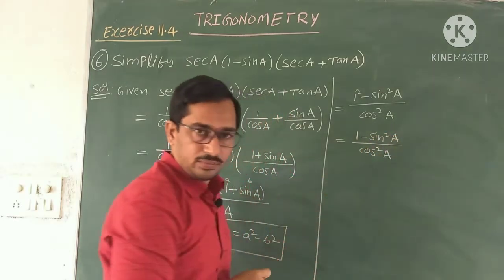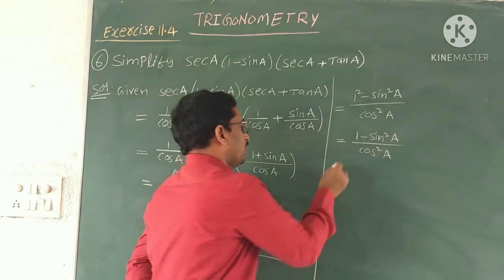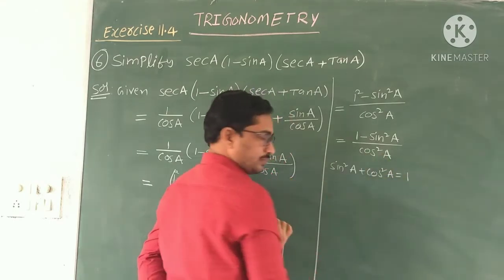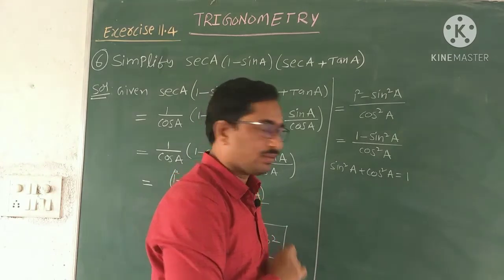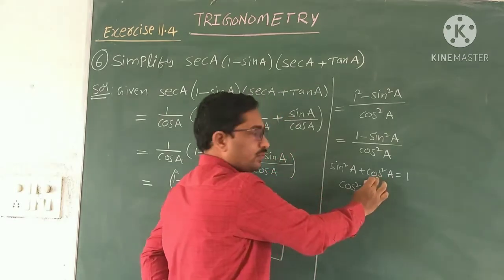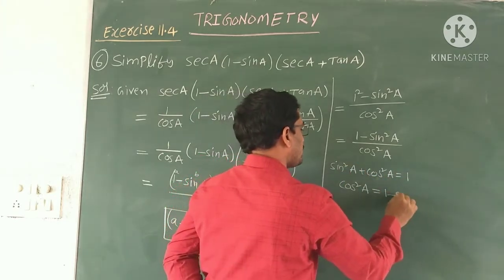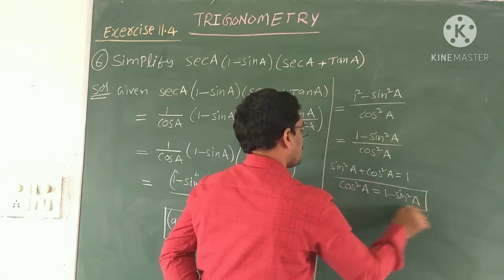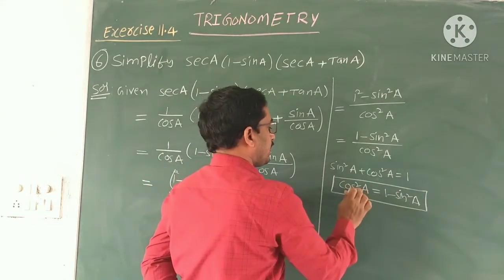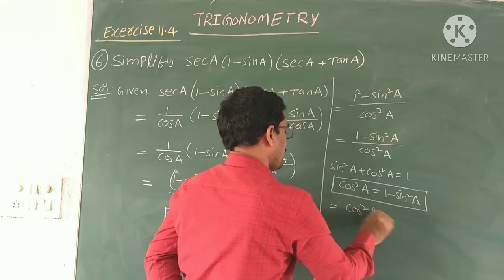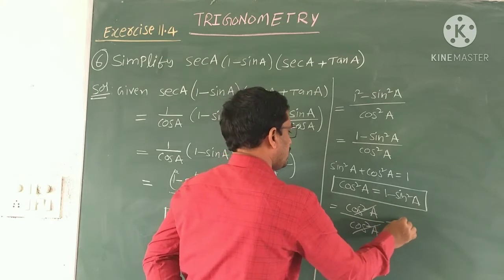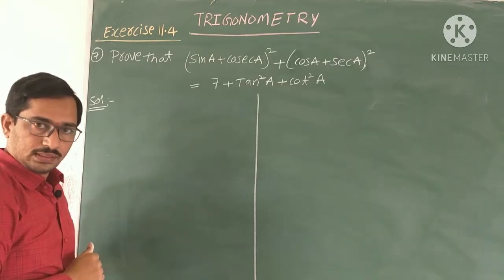But what is the value of 1 minus sin square A? From the identity, sin square A plus cos square A equals 1. Now from this, cos square A equals 1 minus sin square A, transposing sin square A to the right side. So in place of 1 minus sin square A, write cos square A. The numerator is cos square A, the denominator is also the same, cos square A. Cos square A gets cancelled. The answer is 1.